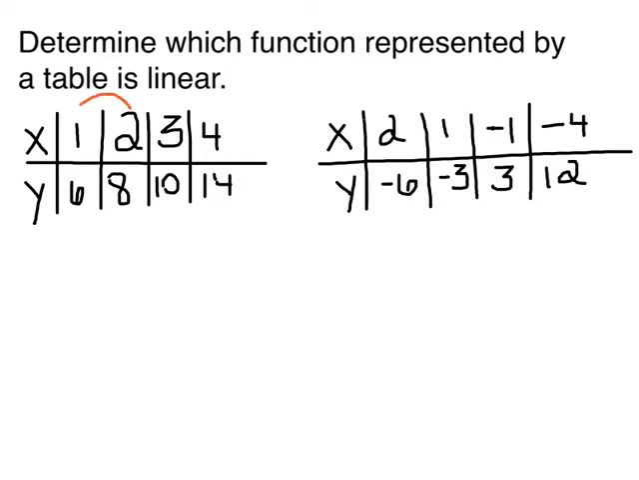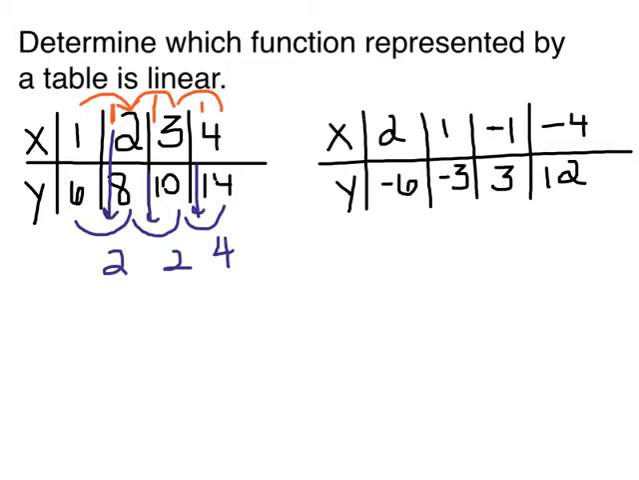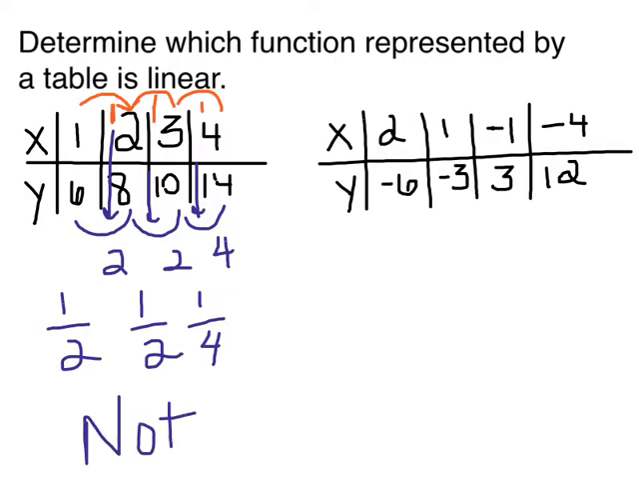So if we look here, x compares from 1 to 2 is 1, and from 2 to 3 is 1, and from 3 to 4 is 1. Then we look at the y comparison. And y from 6 to 8 is 2, 8 to 10 is 2, and 10 to 14 is 4. So now I'm going to compare 1 to 2, 1 to 2, and 1 to 4. So I have 1 over 2, 1 over 2, and 1 over 4. And if you look, these are not the same, so it's not a linear comparison.